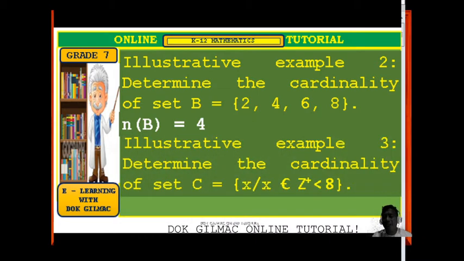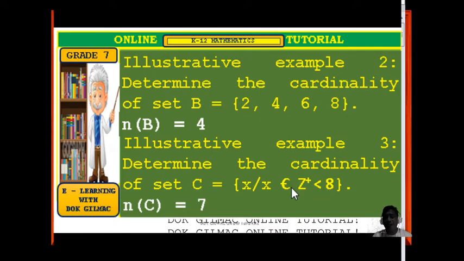Number 3. Determine the cardinality of set C, which is just equal to the set of X such that X is an element of Z positive less than 8. Take note, Z stands for the set of integers, here positive integers. So positive integers are 1, 2, 3 up to positive infinity. Take note, it's less than 8. So 1 to 7 are the elements of C. So therefore, n of C is just equal to 7, since set C has 7 elements. So take note of that.